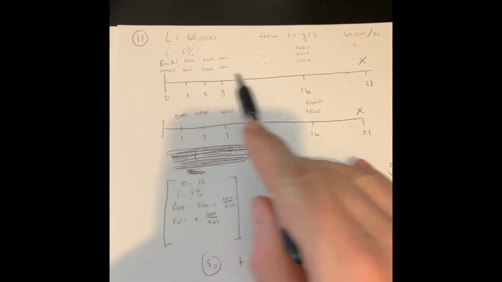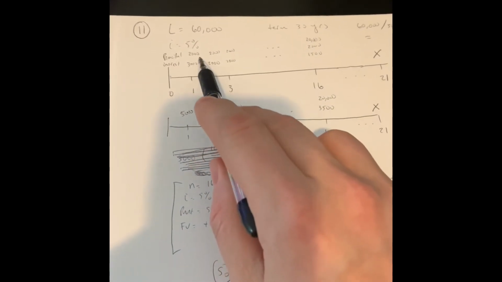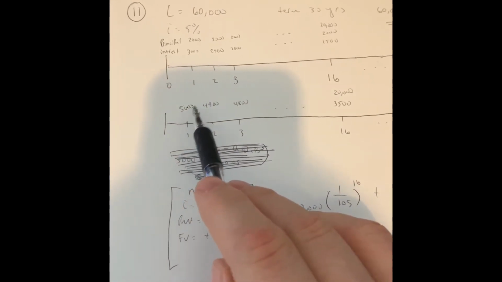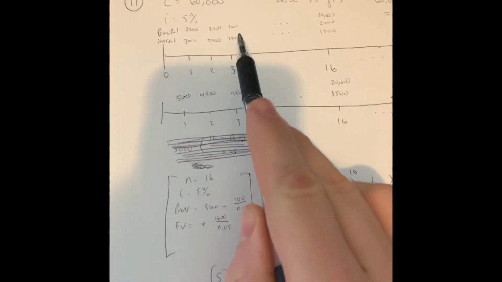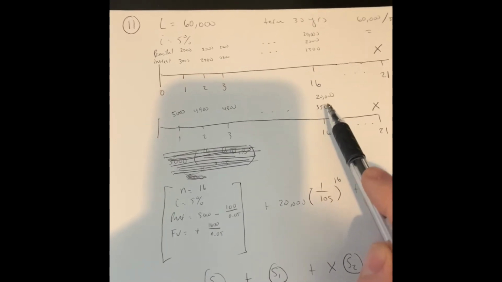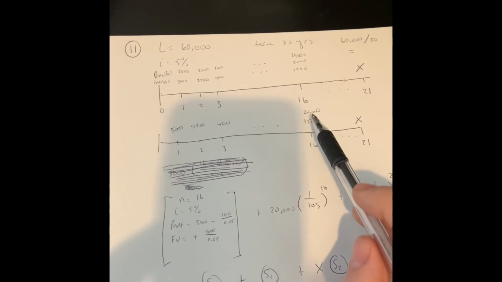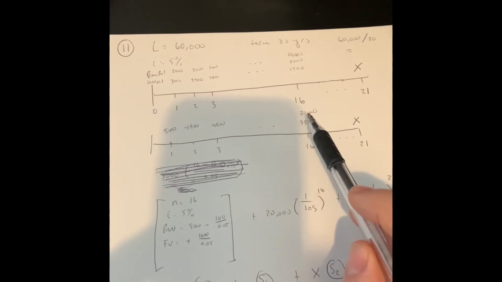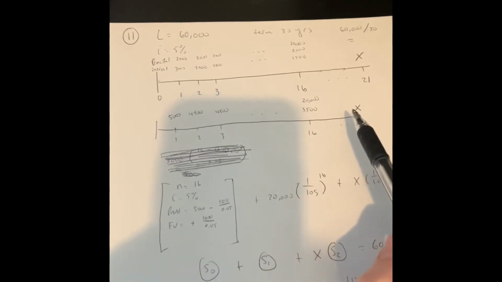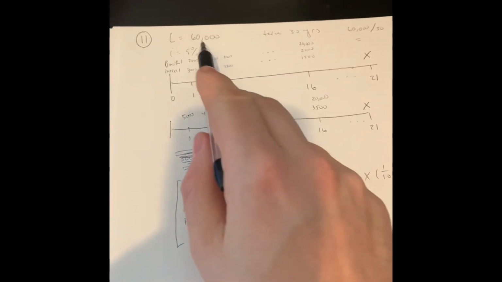So we can condense this all into a cleaner looking time diagram. You add these total payments to get a total payment of $5,000. Add these two to get $4,900. Add these two to get $4,800, etc., until we get to year 16, which is a payment of $3,500. In addition to that, we have the $20,000 extra payment, and then 5 years later, we have the payment of X.